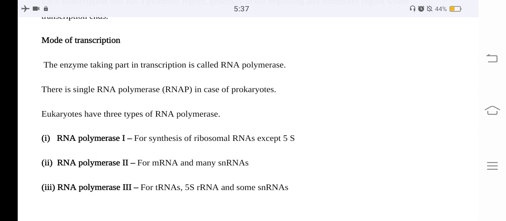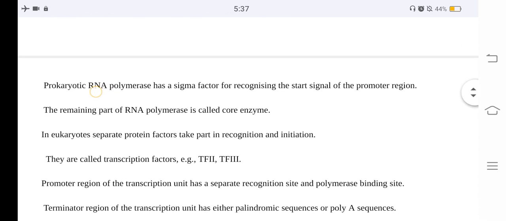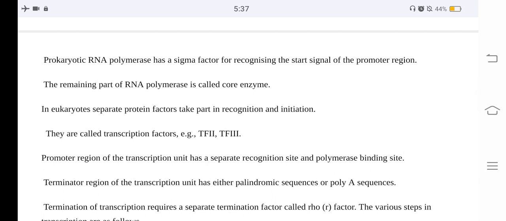Eukaryotes have three types of RNA polymerase. RNA polymerase 1 is for synthesis of ribosomal RNAs except 5S RNA. RNA polymerase 2 is for mRNA and many snRNAs, and RNA polymerase 3 is for tRNA, 5S RNA and some snRNAs. Prokaryotic RNA polymerase has a sigma factor for recognizing the start signal of the promoter region. The remaining part of RNA polymerase is called the core enzyme.